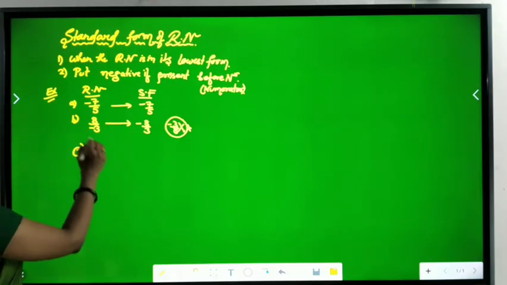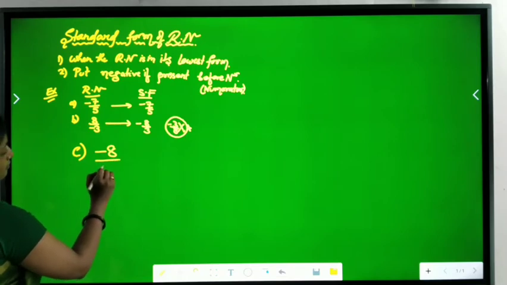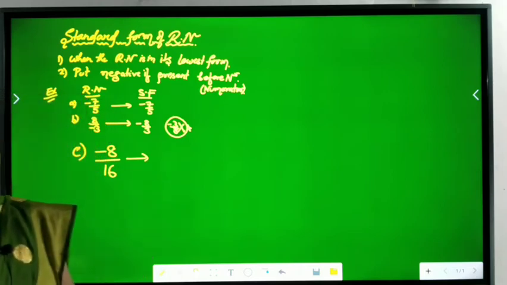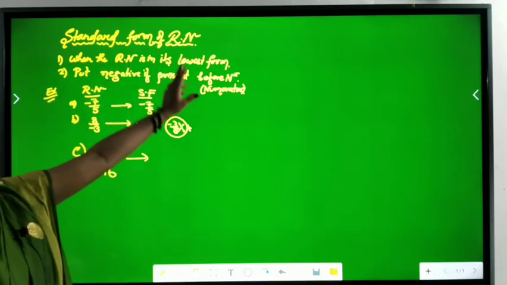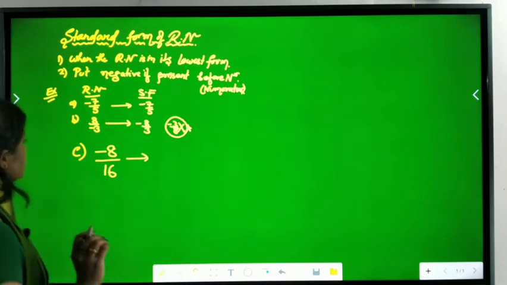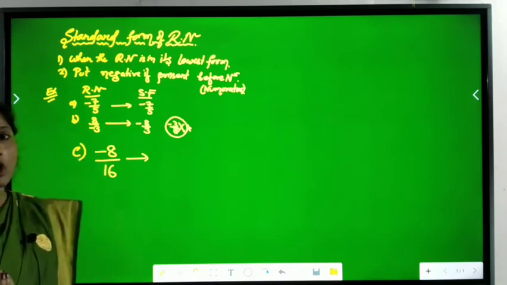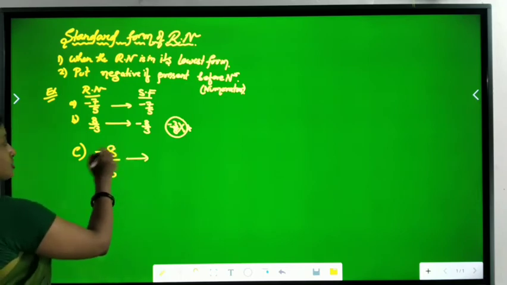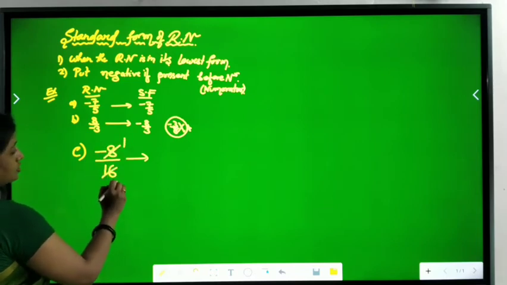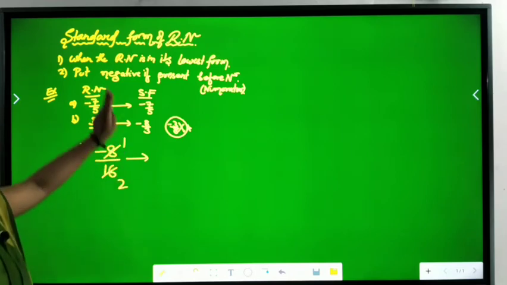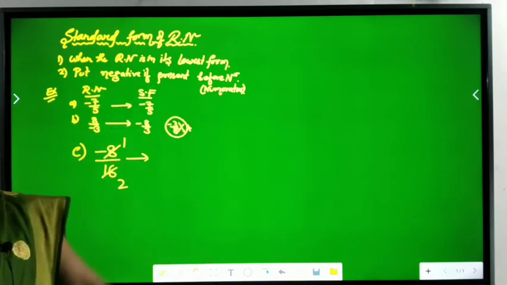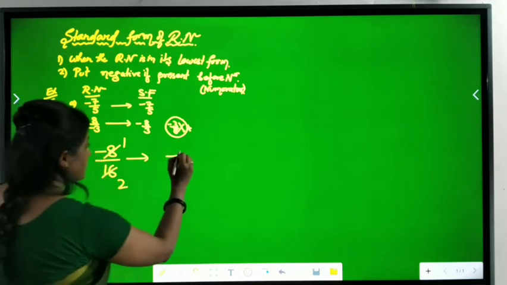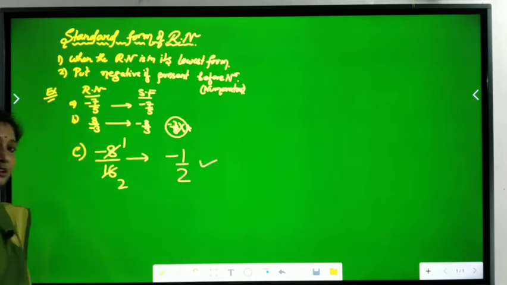Next, suppose I have given you the question like this, minus 8 by 16. Okay, you have to change it into standard form. So first criteria we will check whether this is in lowest form or not. So just see 8 and 16. Is there any number common between these? Yes, definitely 8 is common between these two numbers. So we can just reduce it here. That is 1 8 is 8 and 2 8 is 16. Next, we will see whether negative sign is present before numerator or not. So negative sign is before numerator. That means minus 1 by 2 is our standard form.